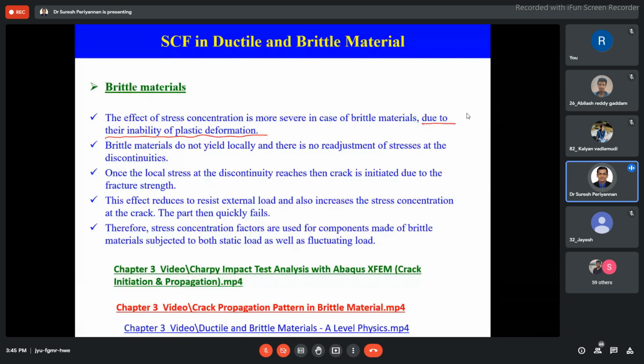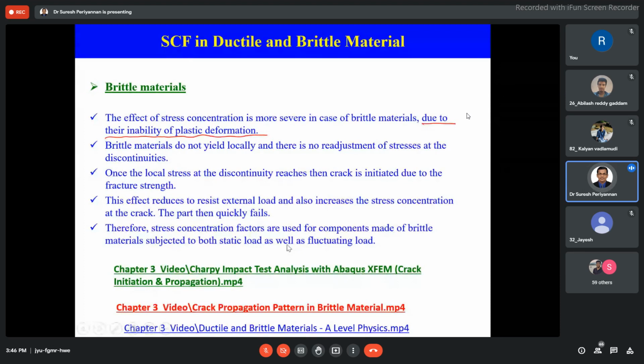Hence, this effort reduces the external load stress and also increases the stress concentration. I mean, in the crack, this part is going to be the first failure in the brittle material. Hence, the stress concentration factors are used for the component made of brittle material, and subject to both static as well as fluctuating loads.